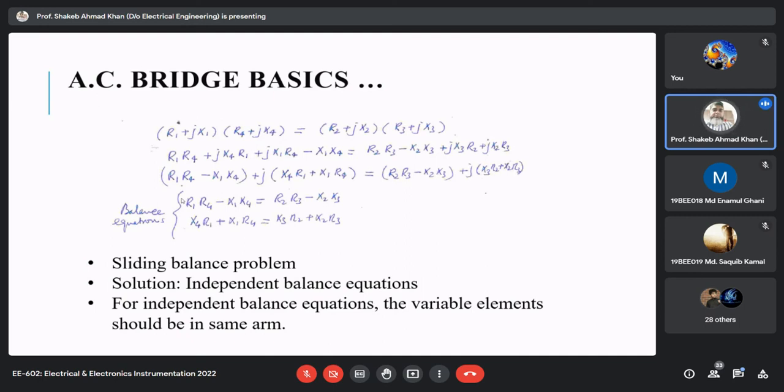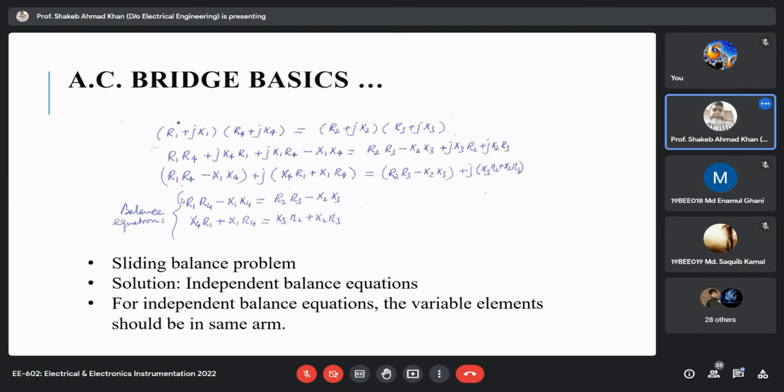We are required to have variable components from the same arm. Like in this case, if we are having R3 and X3 variable, or R4 and X4 variable. Whatever I'm saying will get verified when we discuss the practical bridge. So this will ensure you the independent balance equations.